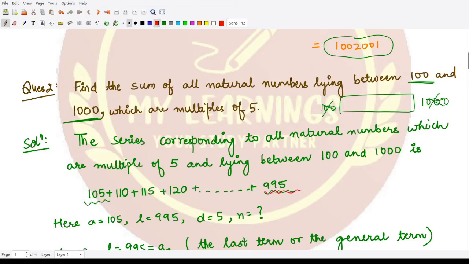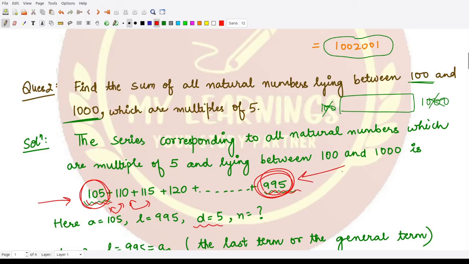So here all the numbers are multiples of 5. So what are we to do? We are to calculate the sum of this sequence. Here you can clearly see the first term a is 105. The last term is also known to us, this is 995. The common difference between each of the terms is 5, right? But we do not have the value of n. We do not know how many such terms would be present in this series.